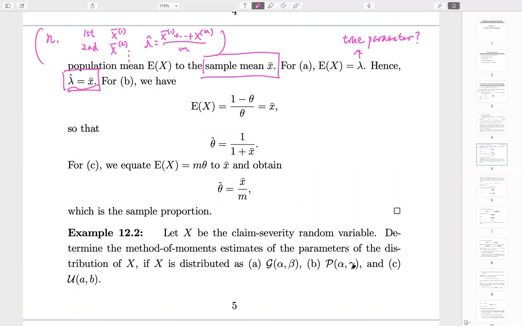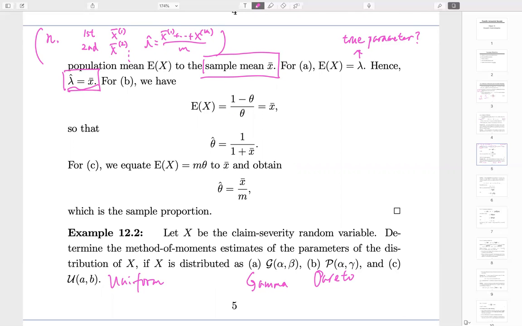Example 1 had 3 sub-questions. All of them have one parameter to be estimated. In this example, we actually have 2 parameters. Here we study claim severity. We have 3 distributions, right? This is not geometric. This is a gamma distribution. The first one is a gamma. The second one is a Pareto distribution. The last one is a uniform.